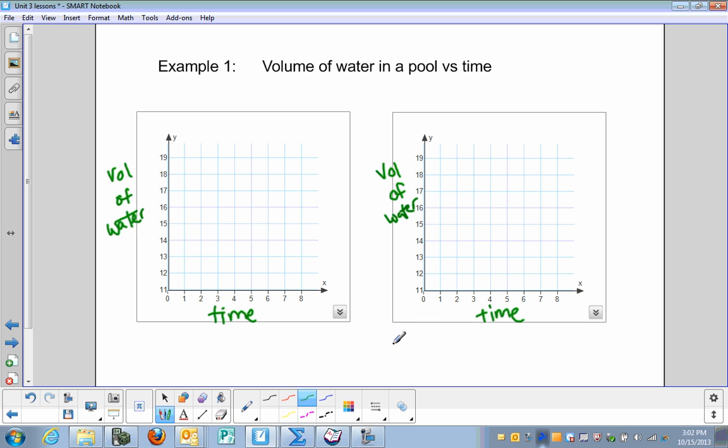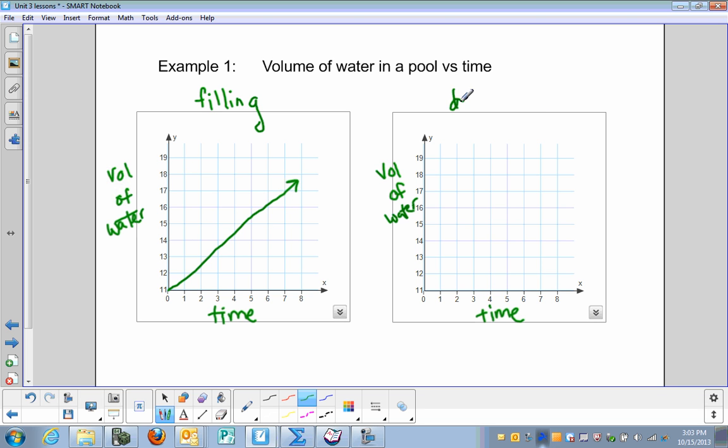So I'll give you two different examples here. In the first example, let's talk about filling the pool with water. So we start with an empty pool, and as time increases, the volume of water, or the amount of water in the pool, increases. The volume of the water is dependent on the time. The more time passes, the more water in the pool.